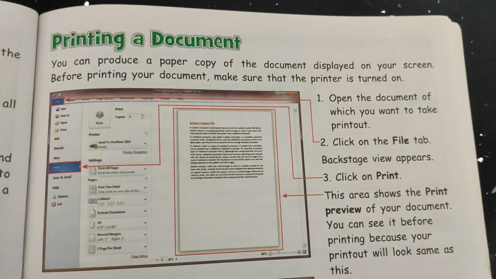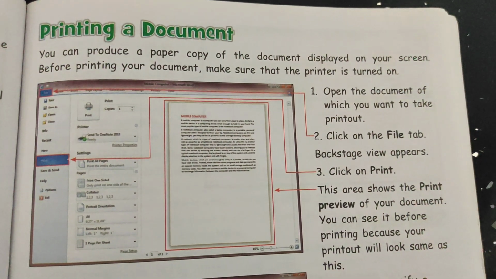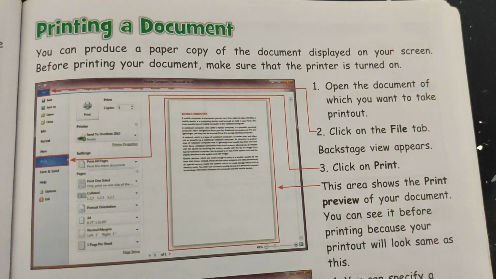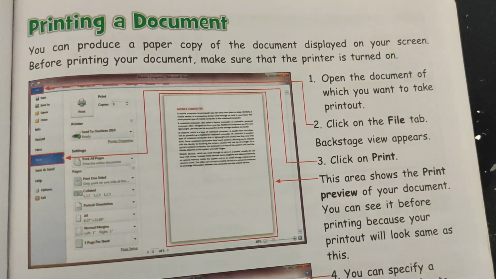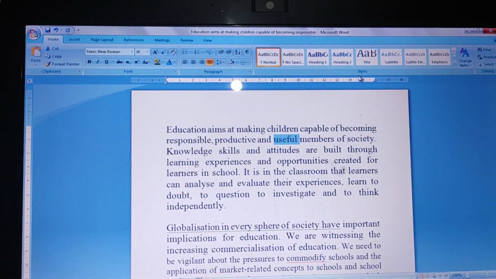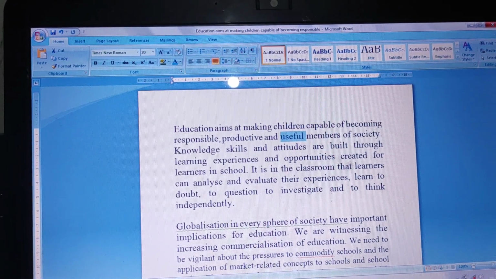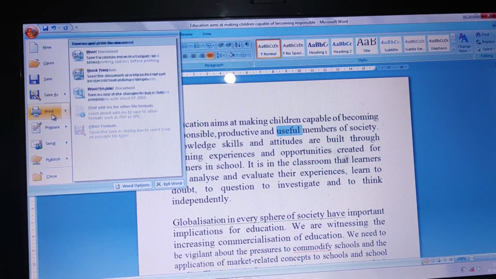Now the last topic of this chapter is printing a document. We can produce a paper copy, that is a hard copy, of the document displaying on your screen. Before printing our document, make sure that the printer is turned on. Now the steps are, first of all, click on the File tab. In 2007 we can see the Office button. Click on it. After that, click on Print.